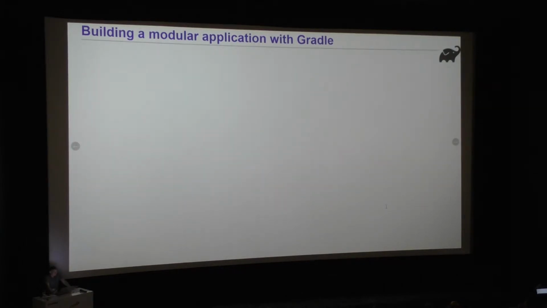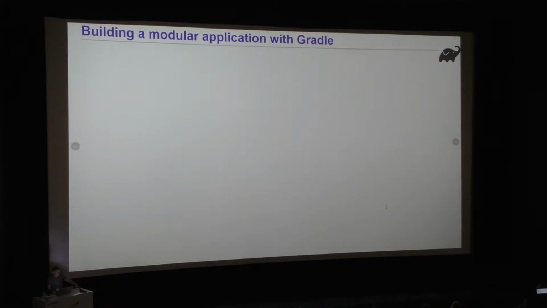When I first tried to build a modular application, I thought that Gradle has first level support for the Java module system. So I thought that I don't need to make any changes to my build script. I quickly found out that this is not true, and I needed to make quite a lot of changes to my build script in order to make it work with the Java module system.